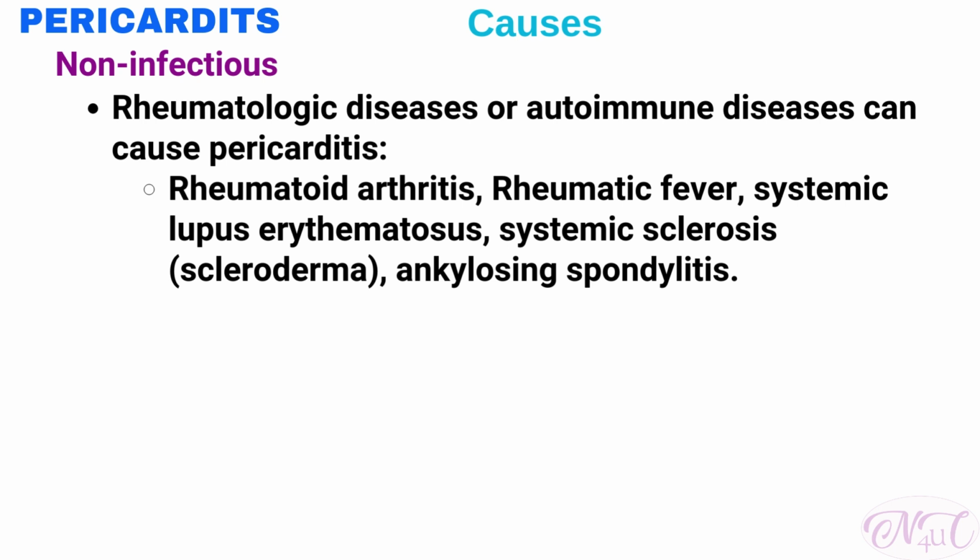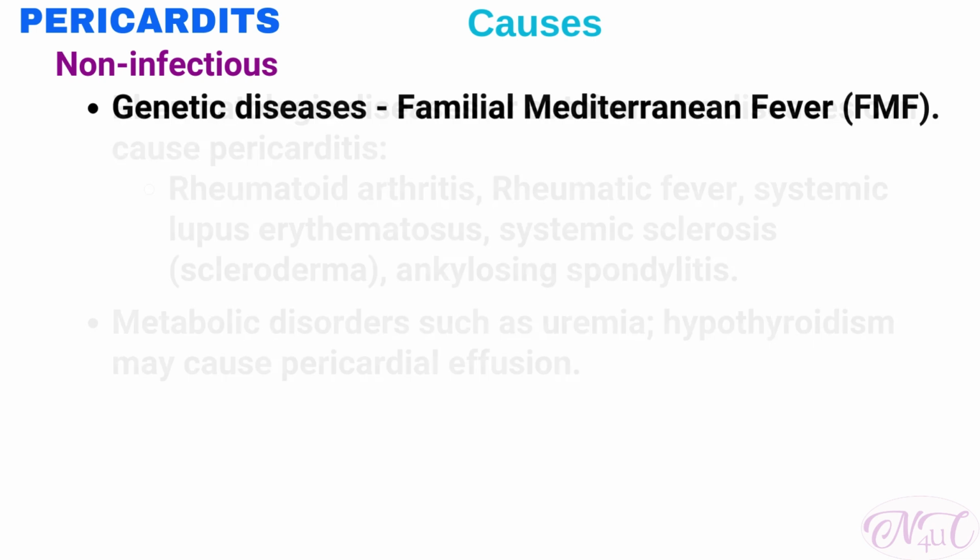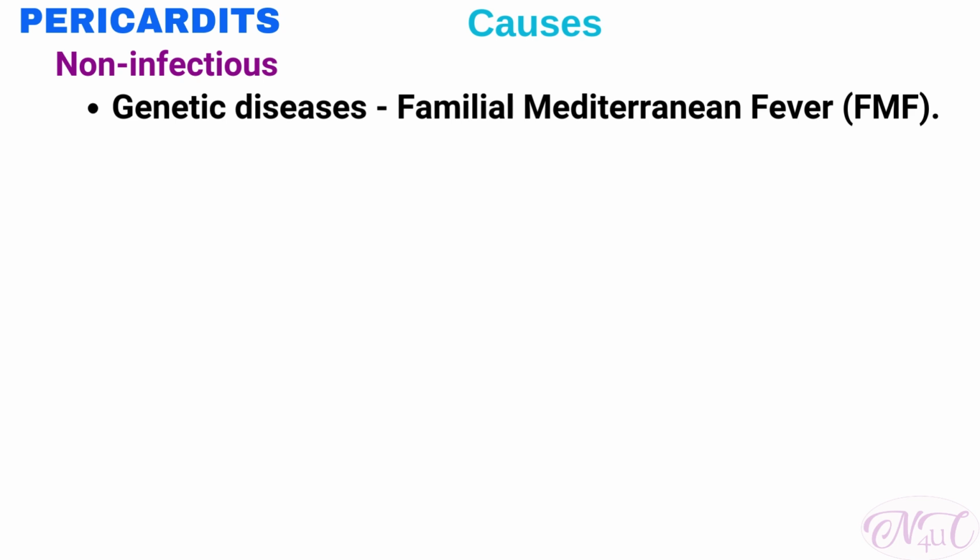Rheumatologic diseases or autoimmune diseases can cause pericarditis. Rheumatoid arthritis, rheumatic fever, systemic lupus erythematosus, systemic sclerosis, ankylosing spondylitis. These all can cause pericarditis. Metabolic disorders such as uremia and hypothyroidism may cause pericardial effusion, not necessarily pericarditis. Genetic diseases such as familial Mediterranean fever can cause pericarditis.